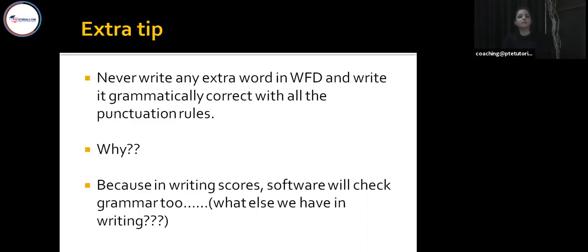Software will check grammar too. In writing part, what else software or a teacher will check? Just tell me. Software and the teacher will check: subject is there. Okay. Helping verb you have used. It was needed or not. Depends. You have written and it was correct helping verb, correct form of verb you have used, correct object is there, adverb, adjective, everything is correct. Then nothing else in grammar is there, provided the commas and all the punctuation rules.